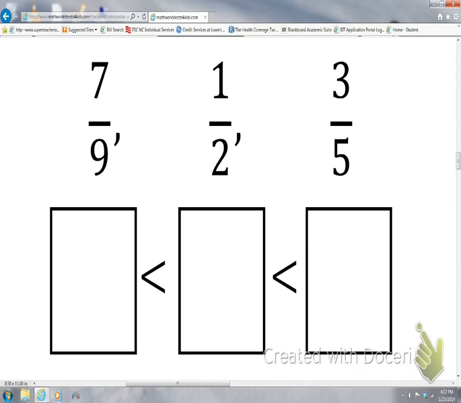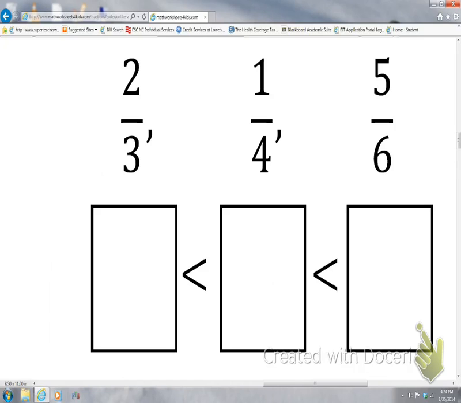And here's your next homework problem for tonight. Put these in order from least to greatest. We have 7/9, 1/2, and 3/5. Put those in order from least to greatest. All right, and your last homework problem for tonight is 2/3, 1/4, and 5/6. Put those in order from least to greatest, everyone.